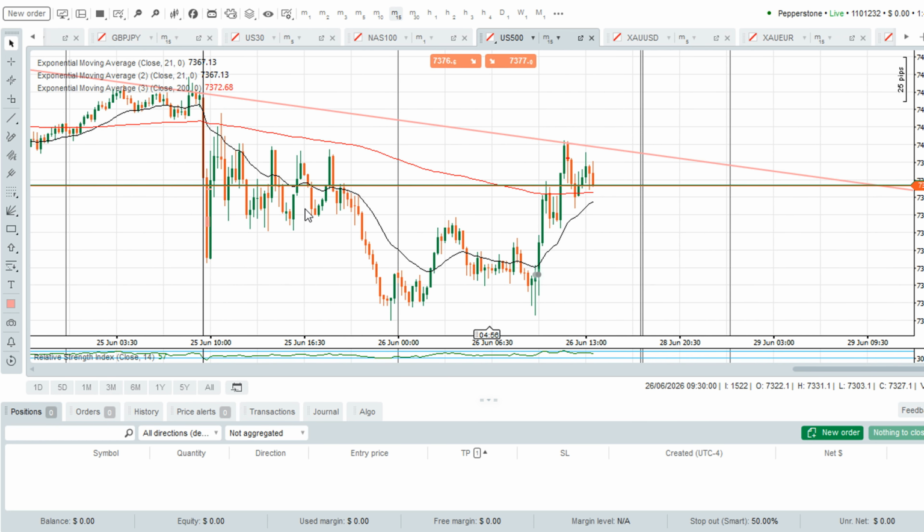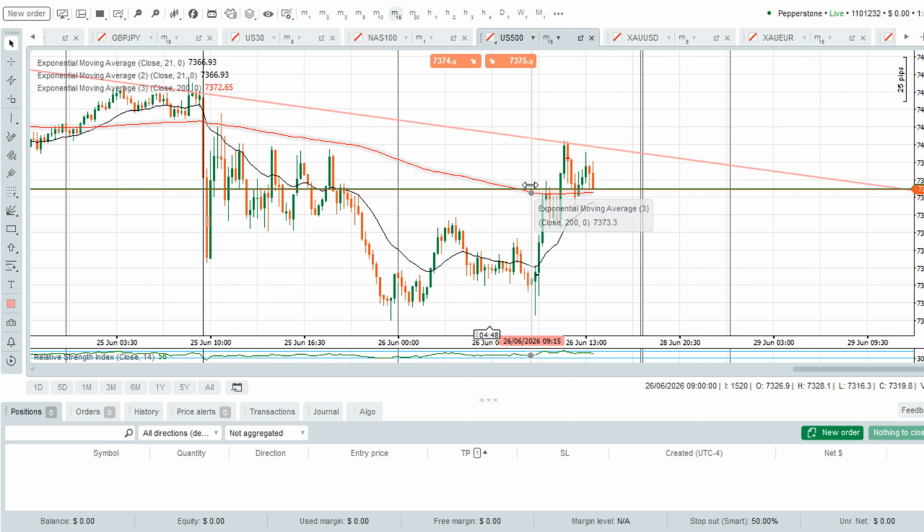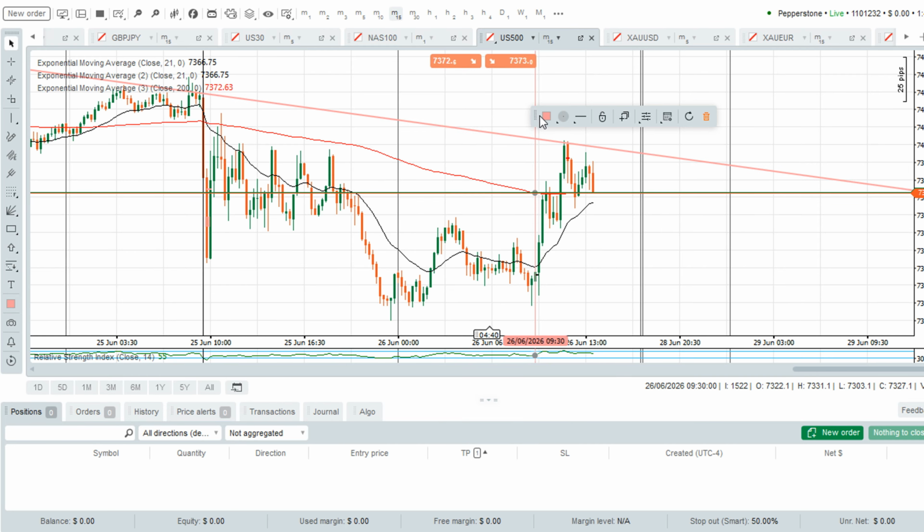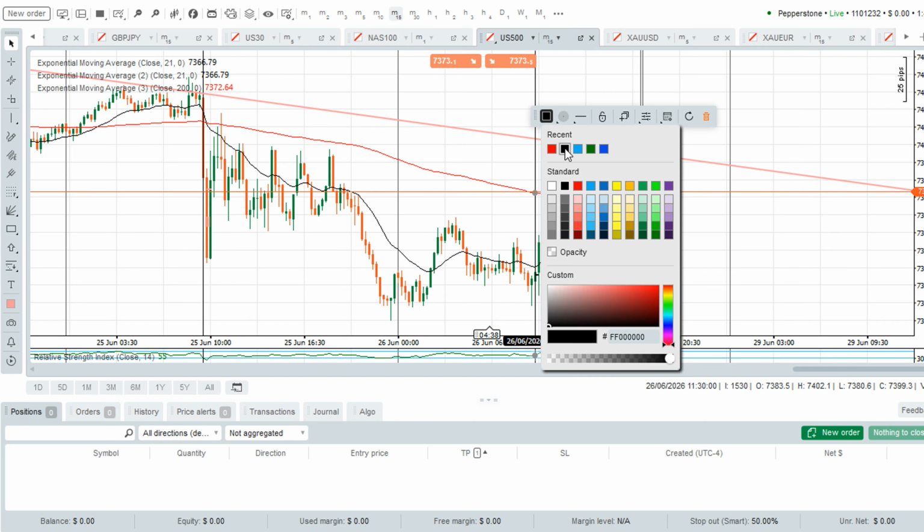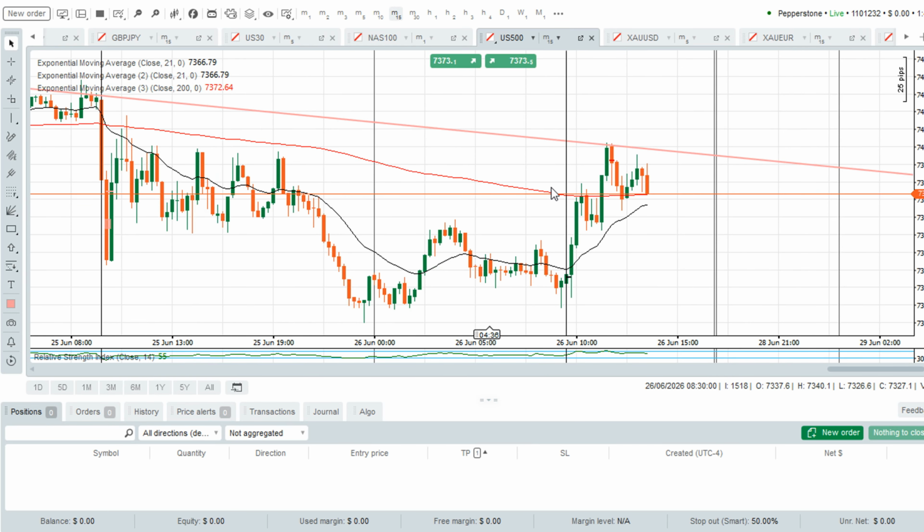So before 9:30, let me mark 9:30 with a vertical line. 9:30 means New York open. You should only trade indices after 9:30 because the market for indices opens after 9:30. So this is the New York open, and I've marked it with the vertical line.